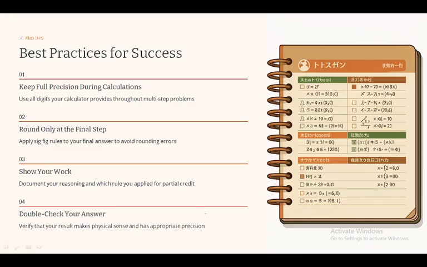Best practices for success. Number 1, keep full precision during calculation. Use all digits your calculator provides throughout multi-step problems. Number 2, round only at the final step. Apply significant figure rules to your final answer to avoid rounding errors. Show your work. Document your reasoning and which rule you applied for partial credit. Double check your answer. Verify that your result makes physical sense and has appropriate precision.